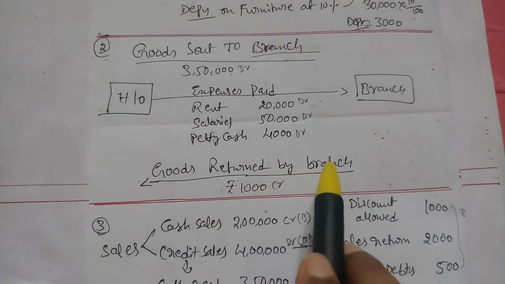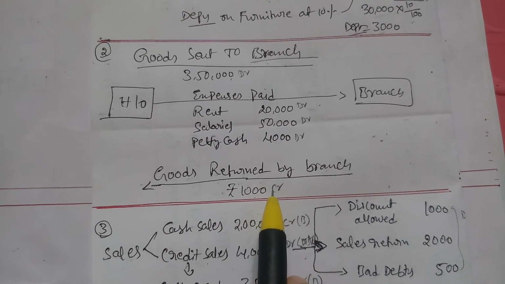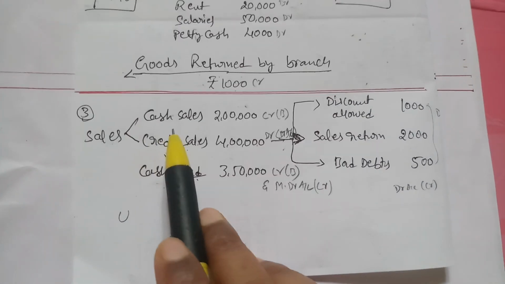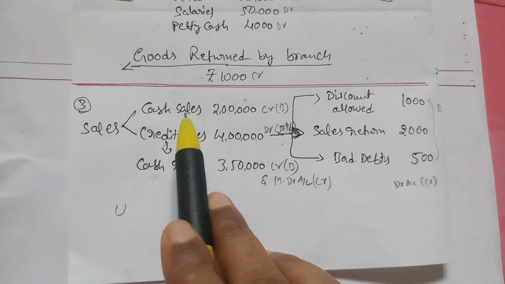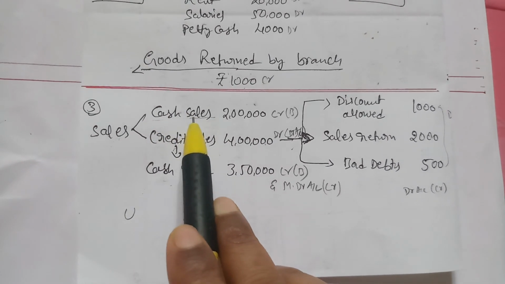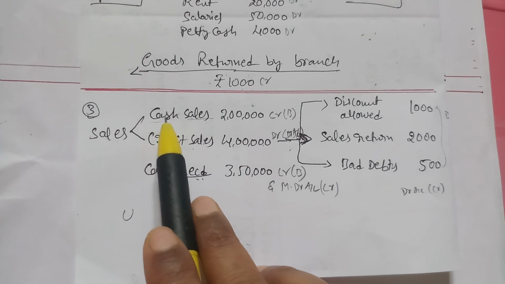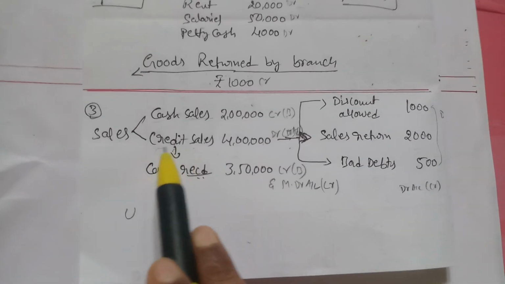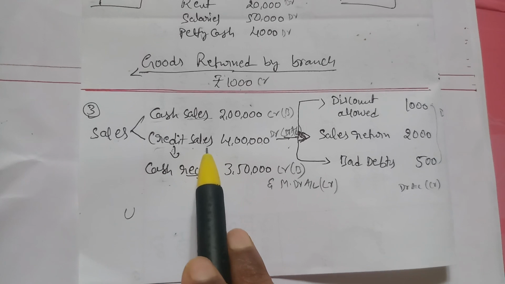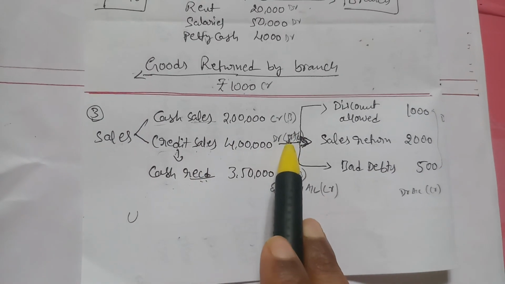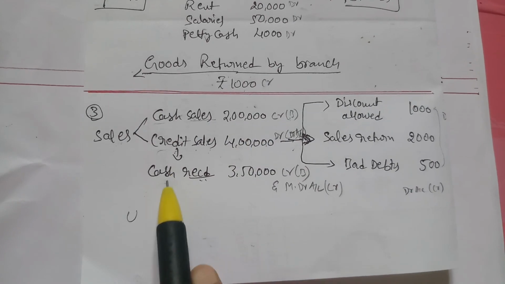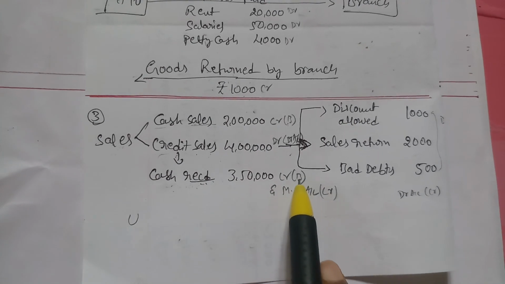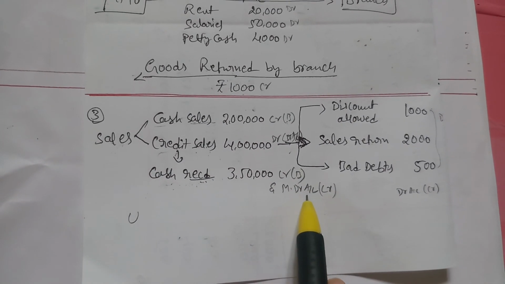Goods returned by branch is on the credit side, because it goes out. Next, cash sales. Nothing else, the cash is already received, so it is on the branch account credit side. Credit sales: you already know that when credit sales come, the debtors account automatically goes to the debit side. Cash received: we are taking both accounts here, the branch account credit side and the memorandum debtors account credit side.